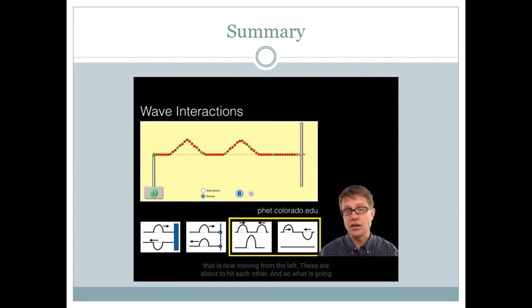These are about to hit each other. What's going to happen as they interact? Well, we should see constructive interference. Let's watch what happens. We get one big wave right when they come together. Now what's going to happen to the wave on the left? Well, it's hitting a fixed object, so it should be inverted, and the one on the right should hit an object that's free, so it shouldn't be inverted.